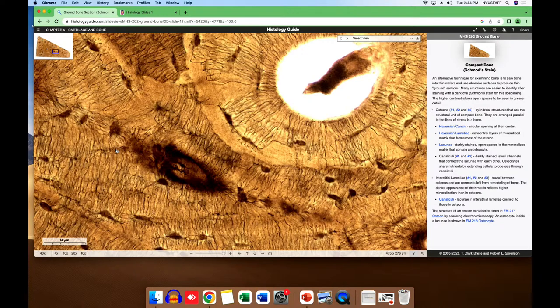Okay. Maybe you have questions regarding this process, I mean the breakdown of bone tissue by the osteoclast cells.